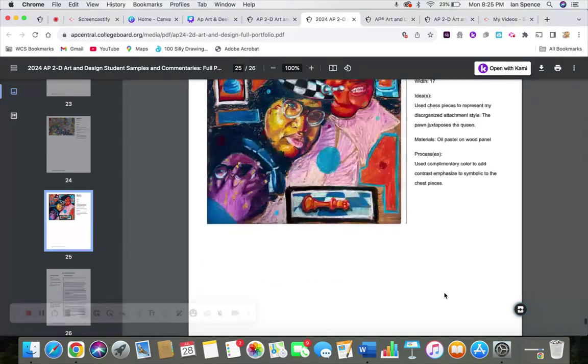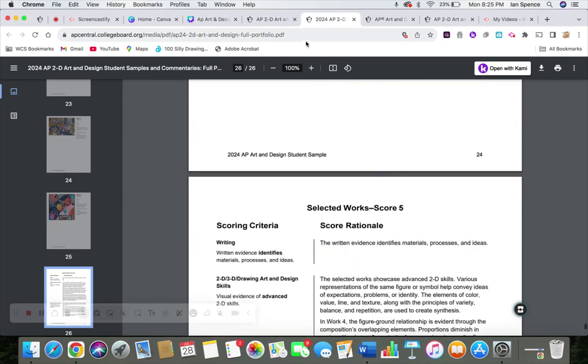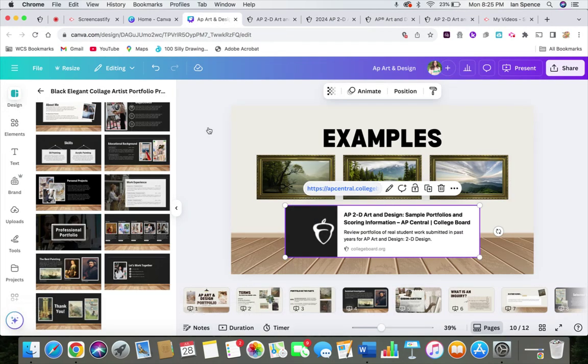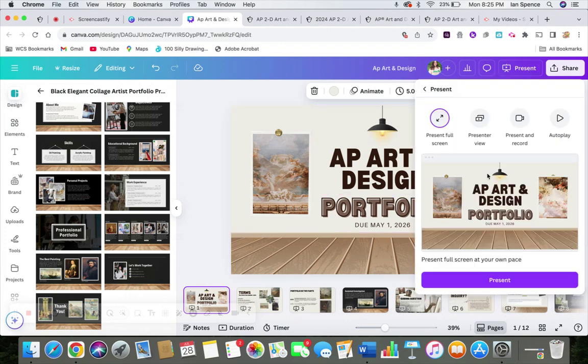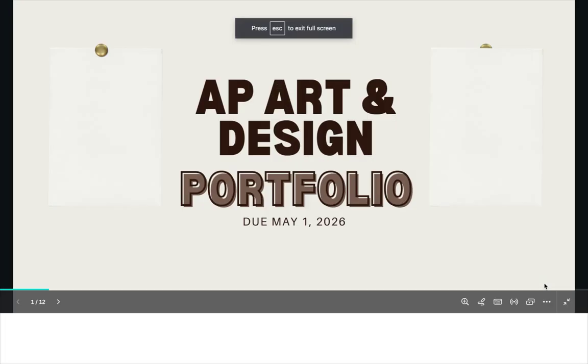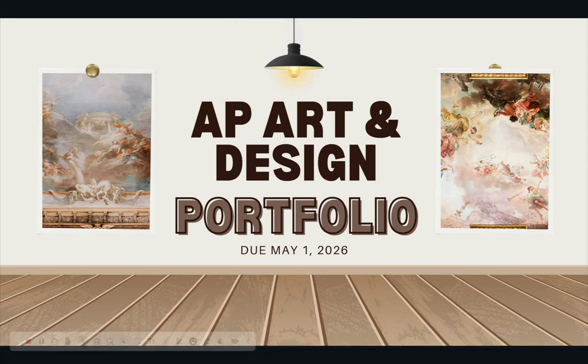So anyway, this is what our portfolio looks like. Hopefully that gives you an idea of what you're working towards this year. Again, we're going to investigate this way further after fall break. But anyway, that is the AP Art and Design portfolio and the portfolio exam.